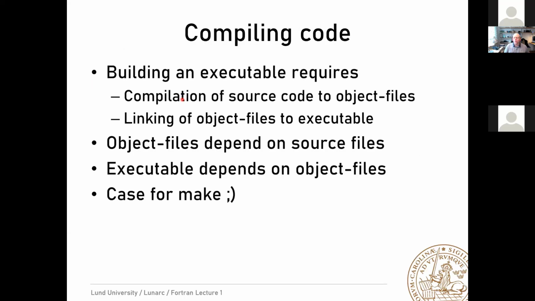So how do you use this to build code? To build an executable file, you need to compile source codes into object files. You have to link the object files into an executable. Object files depend on source code files. The executable depends on object files. So you can see here that it's a clear case to use make to do this.